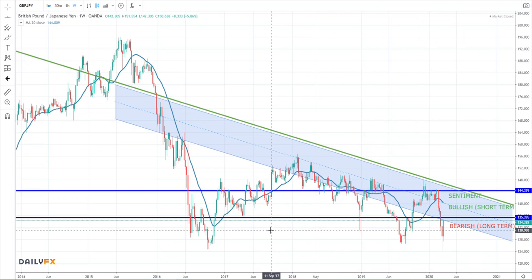This is your weekly analysis for the pound yen. So the Great British Pound versus the Japanese yen.